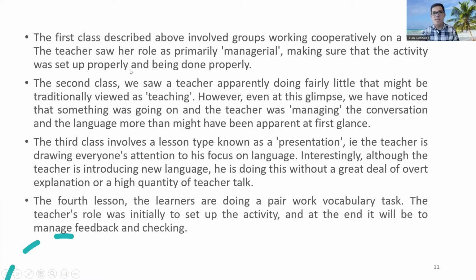So what we have seen actually, the first class described above involved groups working cooperatively on a task. The teacher saw her role as primarily managerial. So Andrea was doing the managerial role in that kind of classroom setup when students are grouped and preparing and designing a club.